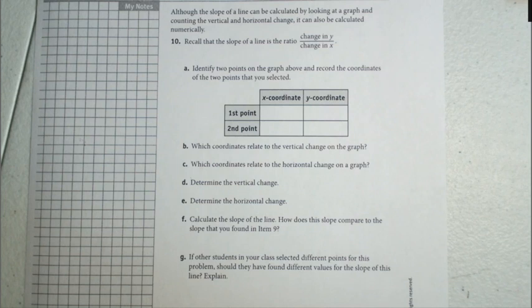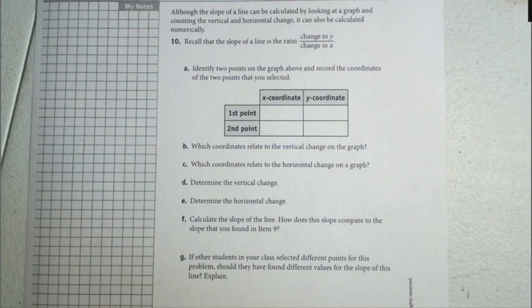Although the slope of a line can be calculated by looking at a graph and counting the vertical and horizontal change, it can also be calculated numerically. Recall that the slope of the line is the ratio of the change in y over the change in x.